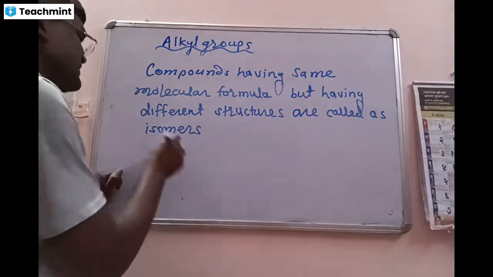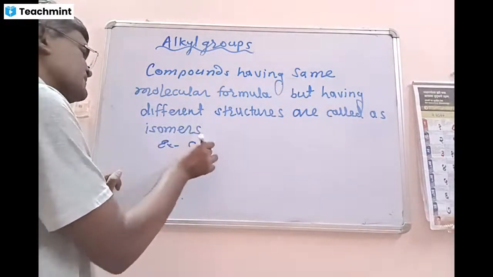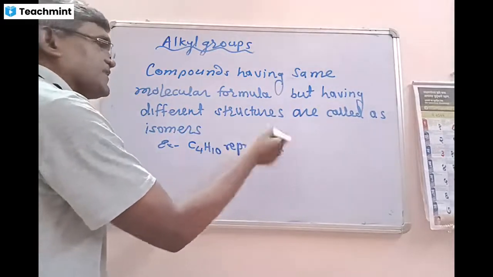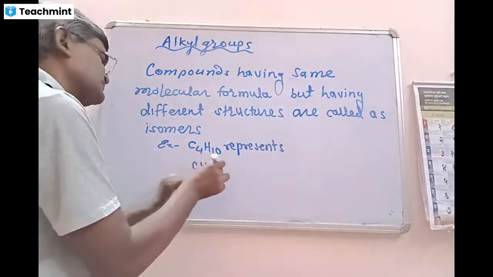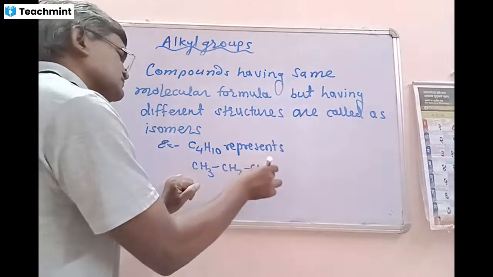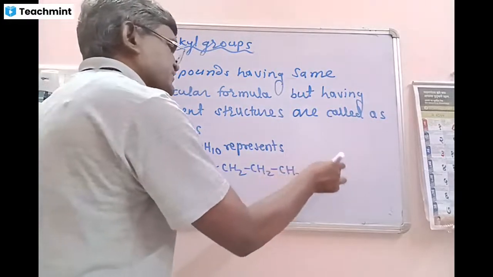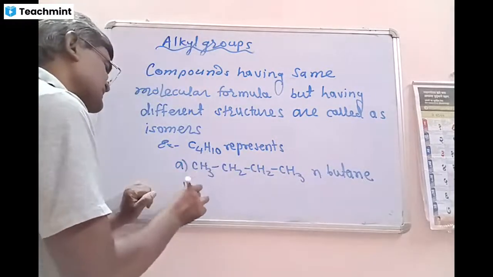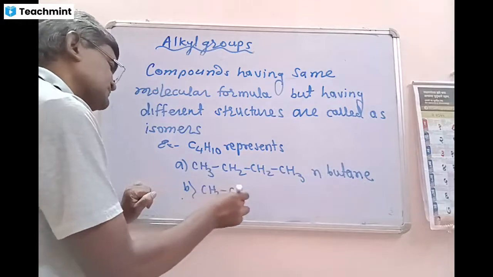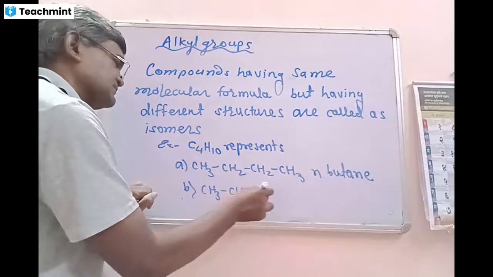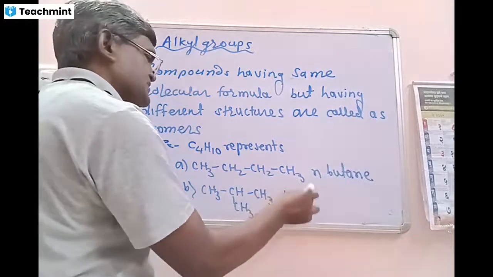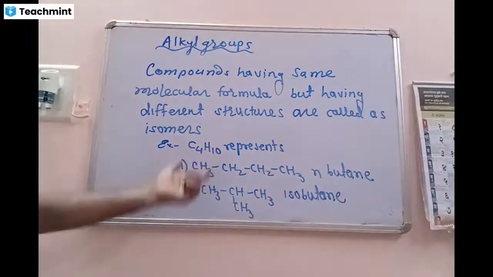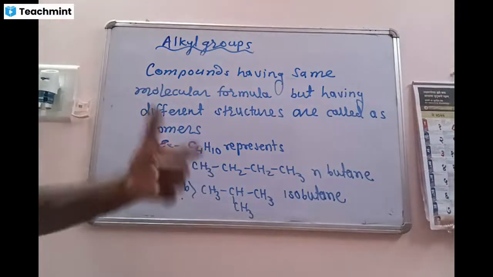ठीक है, एग्जाम्पल के तौर पे देखते हैं. दो कंपाउंड रिप्रेजेंट कर रहा हूं. पहला, this one is your n-butane, and the second one is isobutane. Now in both, the formula is same, C4H10, but you will find that they have different structural arrangements.